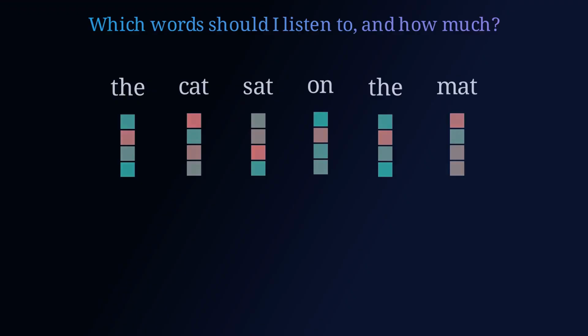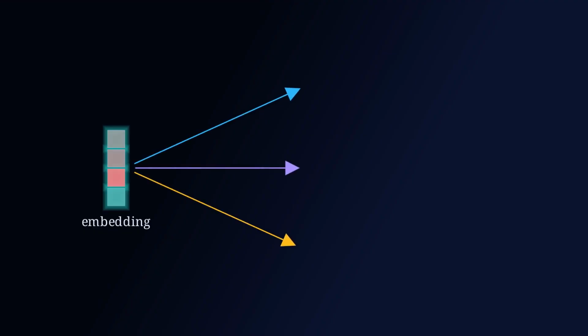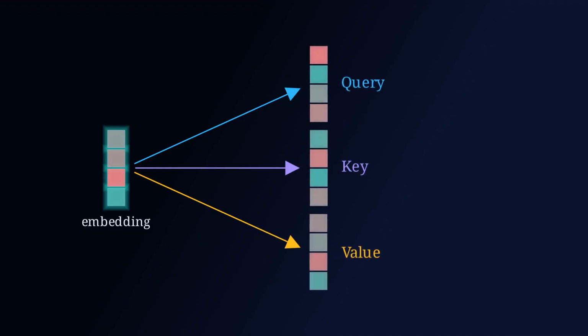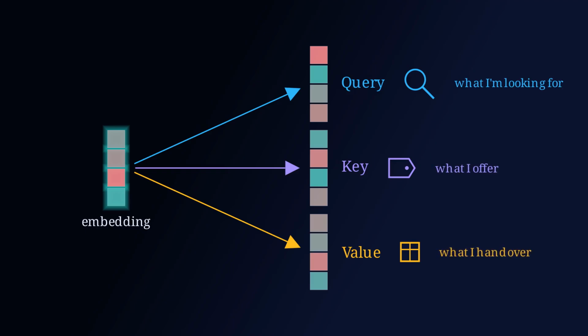The trick is to give each word 3 different roles, 3 different versions of itself. We build these by feeding the word's embedding through 3 separate learned transformations. We call the results the query, the key, and the value. Here's the intuition before any math. The query is what a word is looking for. The key is what a word offers, like a label advertising its content. And the value is the actual information a word will hand over if someone attends to it.